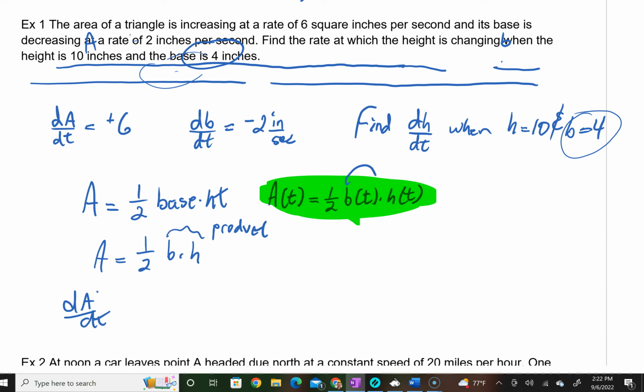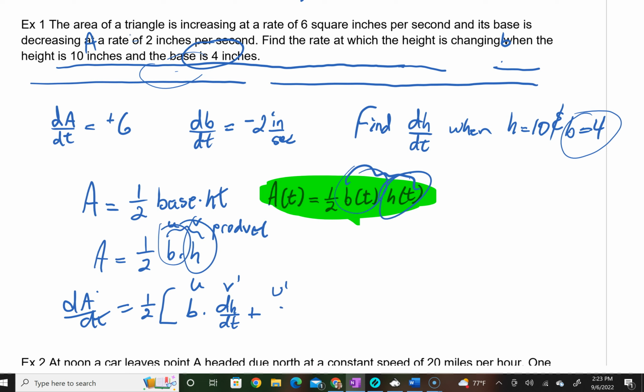You've got 2 functions of time. So I'm going to say I've got my 1/2, that stays out in front, but we'll have our u v prime. So keep my u the same, that's b. What's the derivative of h? Well, it's really h of t. So what's that derivative? dH/dt. Now I'm going to say plus u prime. Well, what's the derivative of b? Well, b is a function of time. That's dB/dt. I'm going to say times v, which is h.